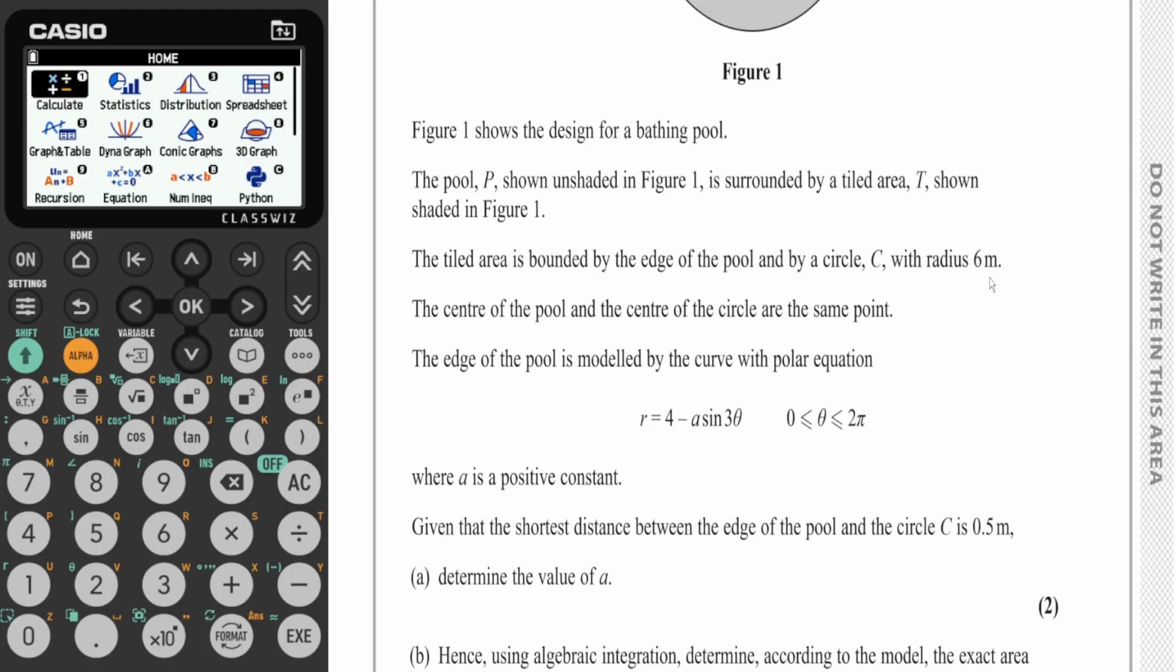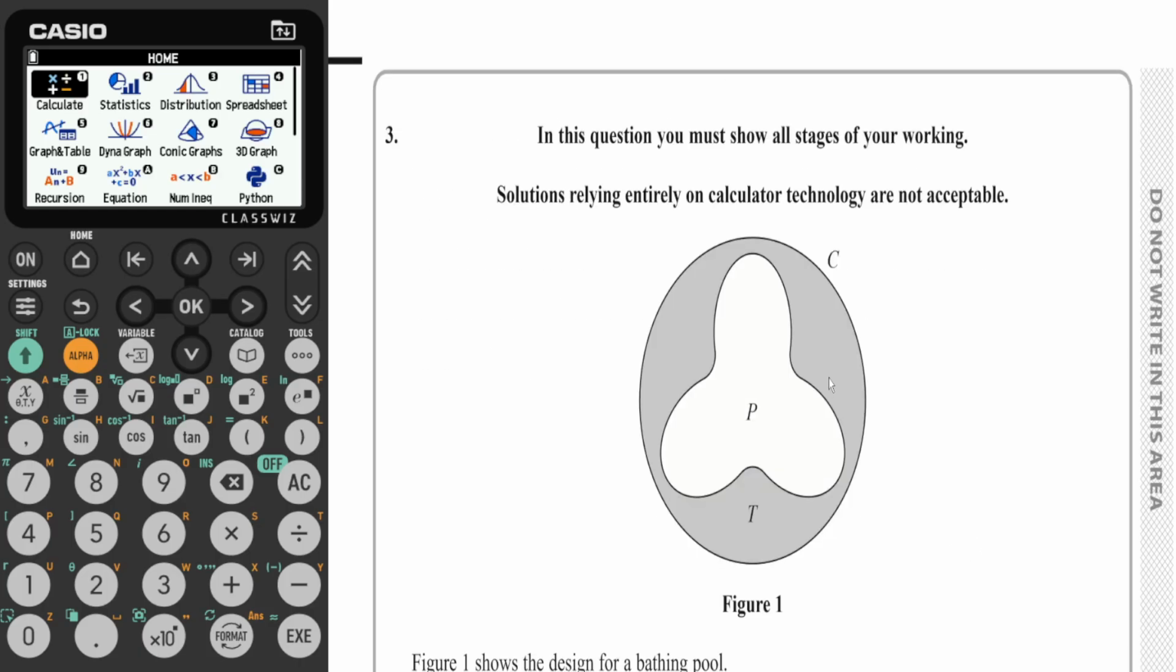We know the circle has a radius 6 meters, and we know the shortest distance between the edge of the pool and the circle is 0.5 meters. Here is the circle, here is the edge of the pool, the radius of the circle is 6, the distance here is 0.5, so the distance from the center to the edge of the pool is 5.5 meters.